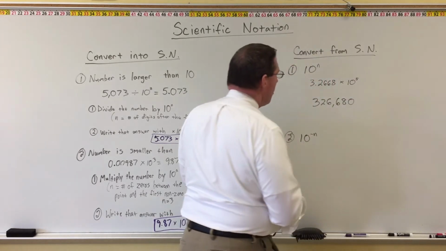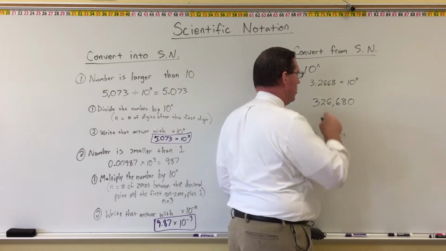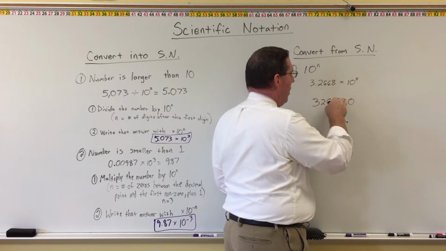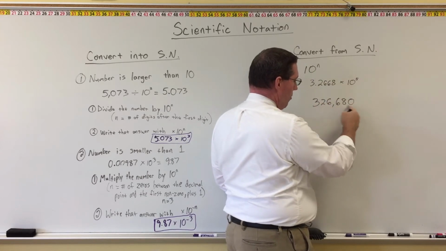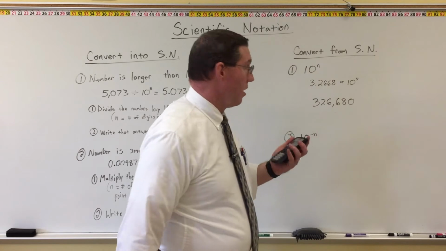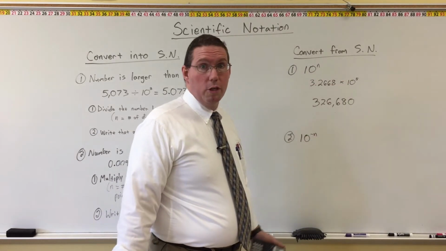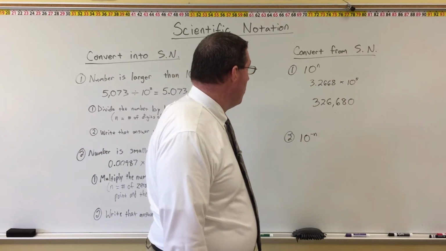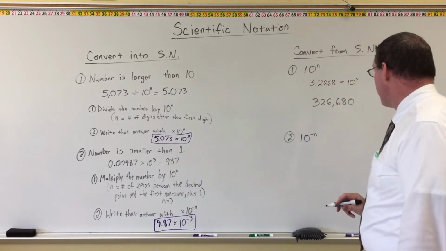326,680. Okay? Now, the old school way to do it, the way that you were originally taught, which works just as well, is you move this decimal point to the right 5 places. 1, 2, 3, 4, 5, and the decimal point's now over here, and it would still give you 326,680. But I figure, hey, if we have a scientific calculator, why not just type in what we're looking at, and that'll give us our answer, right? All right, so that is when it is a 10 to a positive power.